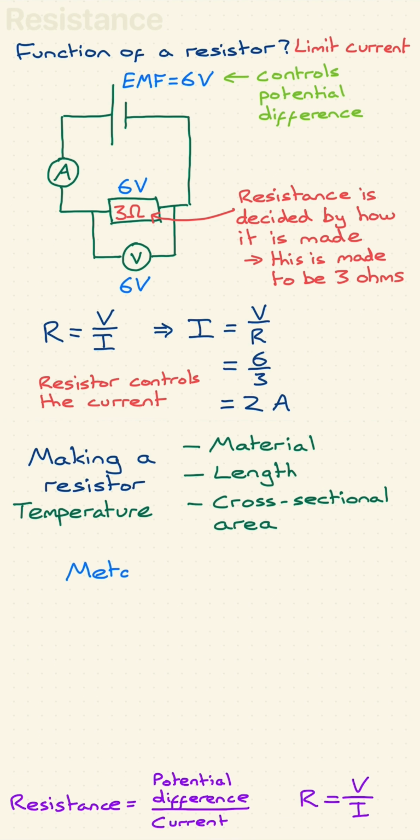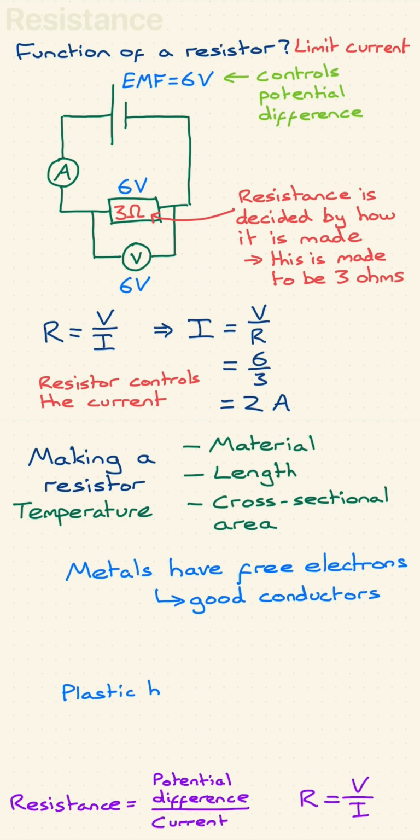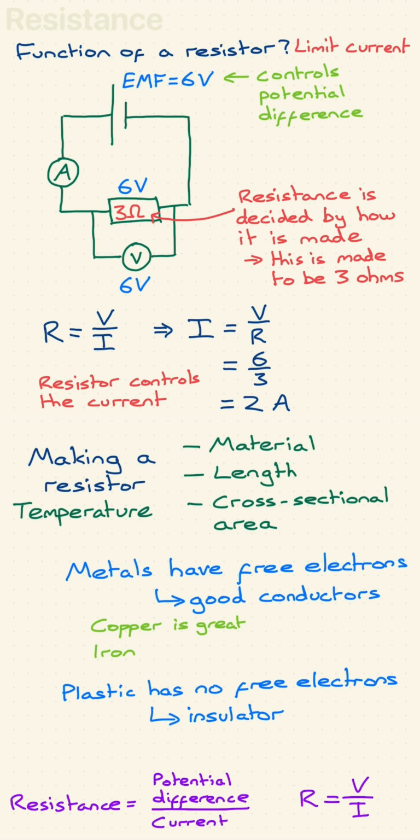So, the material is important because if we have a metal like copper, it has free electrons, and the free electrons can move around carrying the charge. Something like plastic does not have free electrons, so there is nothing to carry current around. It's an insulator. Even if we stick with metals, copper is great at conducting, iron is good, but not great. Different metals have different abilities to conduct electricity, which is quite obvious and reasonable, I think.